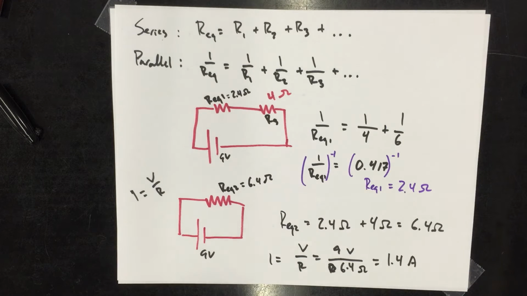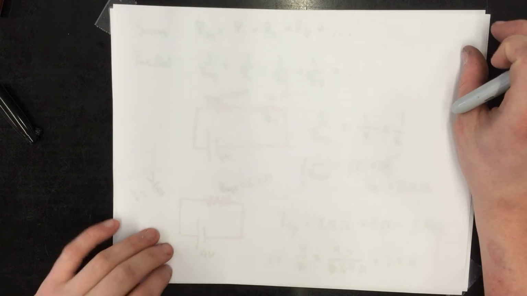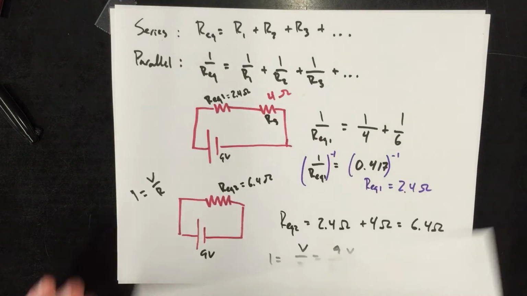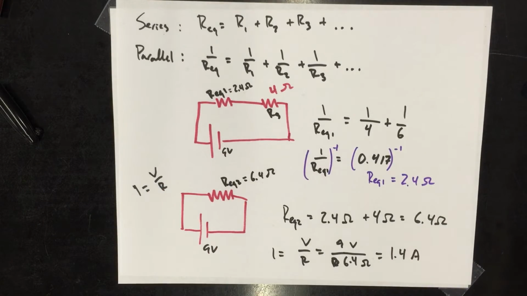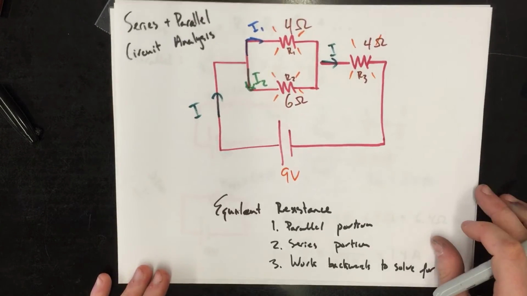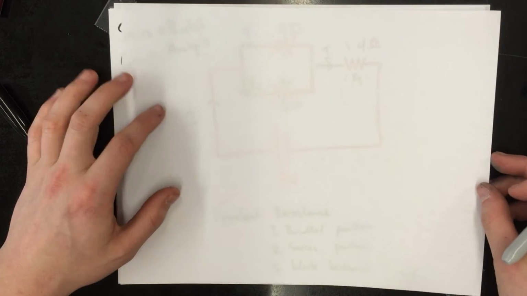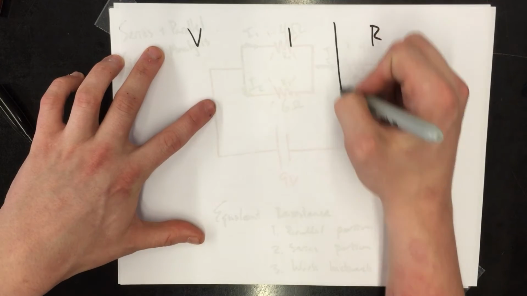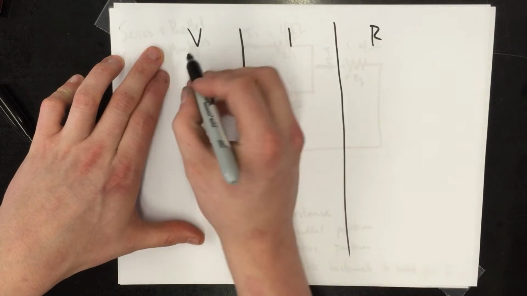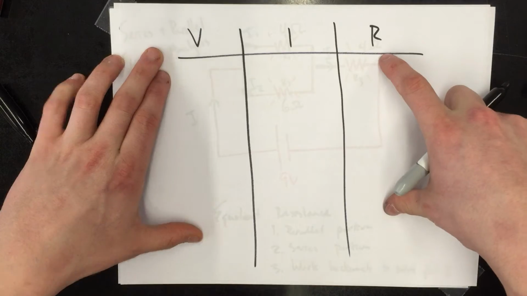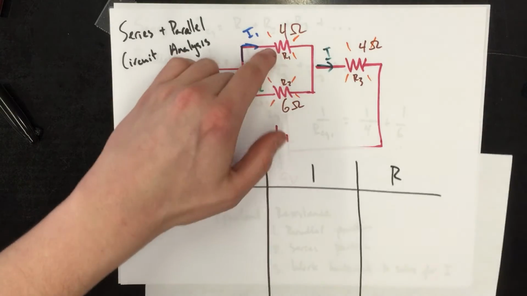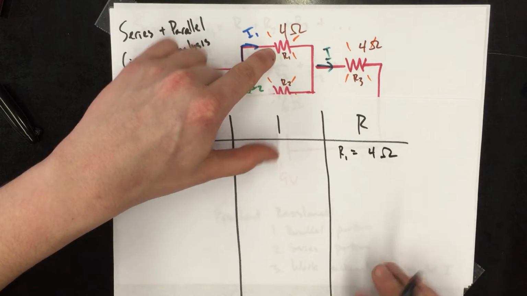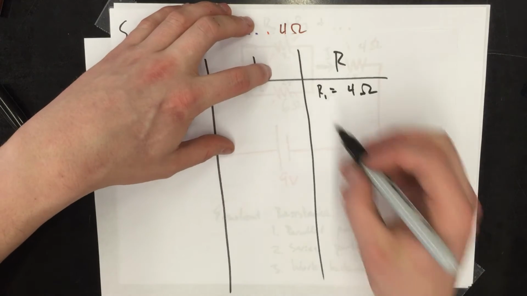I'm going to create a chart so that I can map out exactly how much current is going through each resistor, thinking back to my original circuit. So this is what I'll do. I'll say V, I, R, and I want to put every single resistor into this table, starting with R1, which is 4 ohms. R2 is 6 ohms.